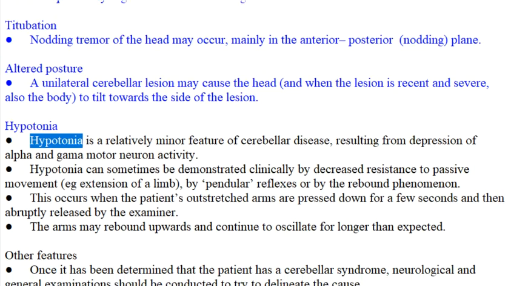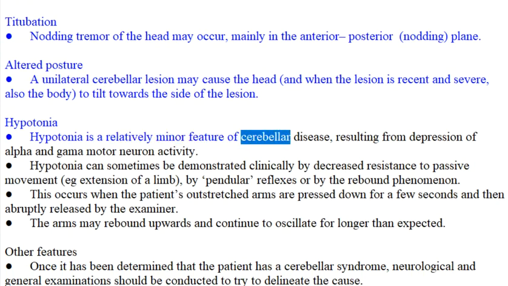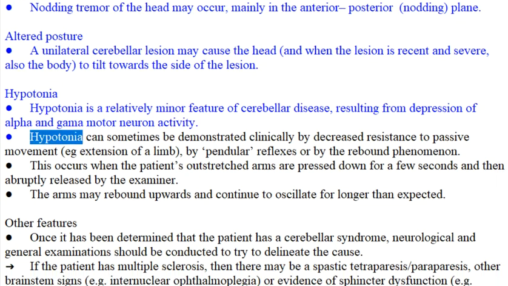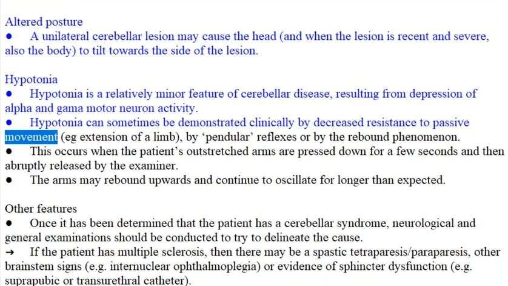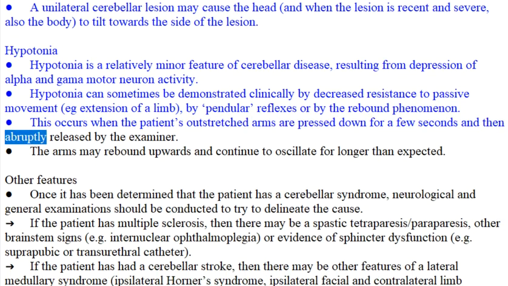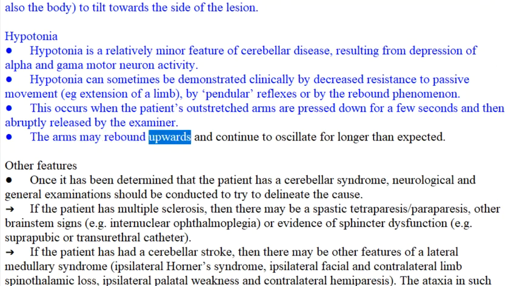Hypotonia. Hypotonia is a relatively minor feature of cerebellar disease, resulting from depression of alpha and gamma motor neuron activity. Hypotonia can sometimes be demonstrated clinically by decreased resistance to passive movement, e.g. extension of a limb, by pendular reflexes or by the rebound phenomenon. This occurs when the patient's outstretched arms are pressed down for a few seconds and then abruptly released by the examiner. The arms may rebound upwards and continue to oscillate for longer than expected.